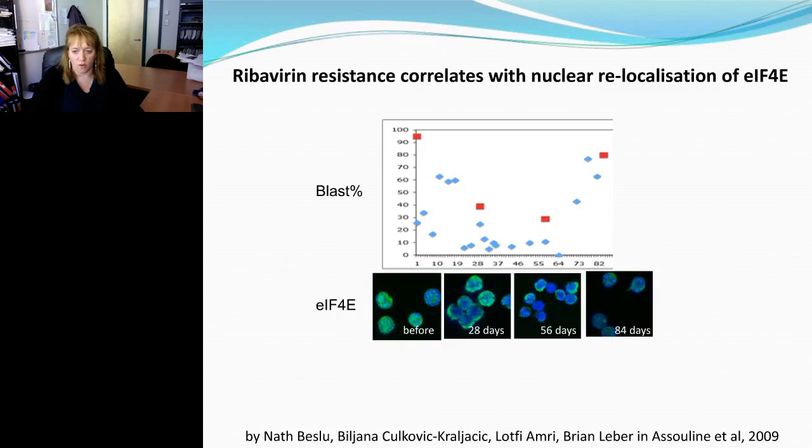Unfortunately, what we note is that at relapse here, where we have blasts climbing very high, we also see a nuclear re-entry of 4E, indicating that probably we're no longer able to target 4E, and as I'll show you, that's true, that the ribavirin is getting chemically modified and no longer binds 4E in these relapse patients.